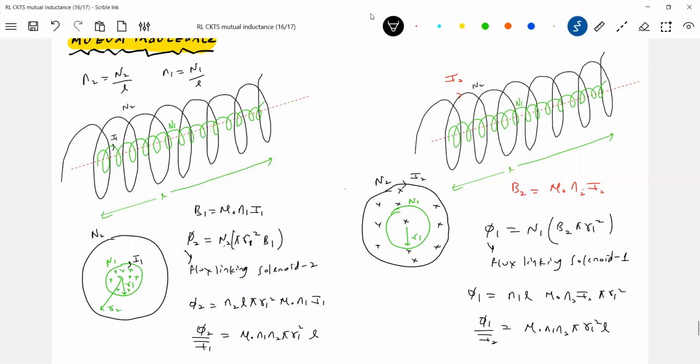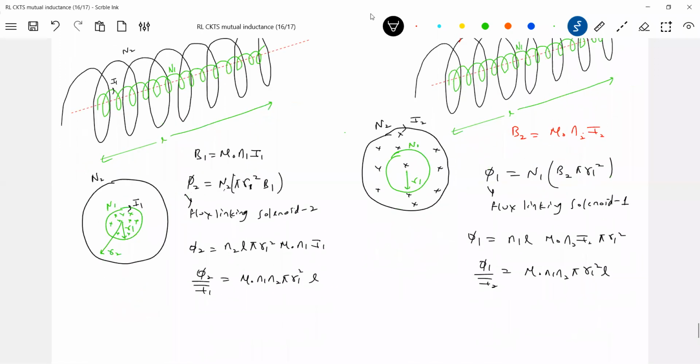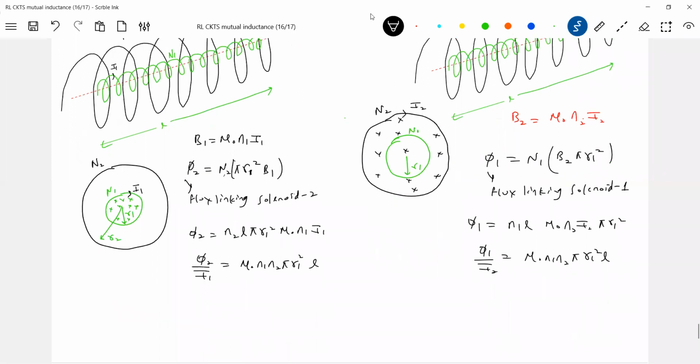I'll do one thing. I'll send a variable current in the first solenoid. Then the flux linking the second solenoid will vary, d phi 2 by dt, and there will be some EMF induced. So let me differentiate this. If I differentiate this, d phi 2 by dt, d I1 by dt, I'll end up with this. I'll call that particular constant mutual inductance.